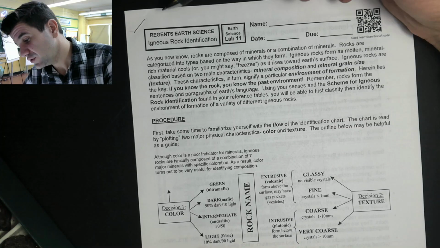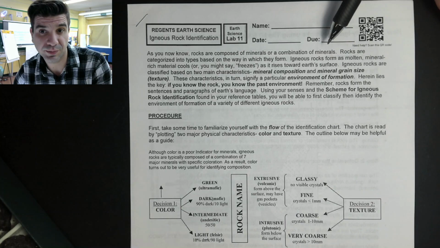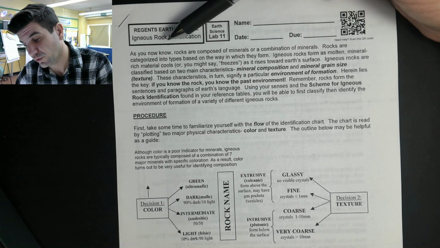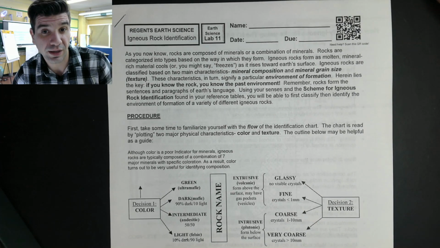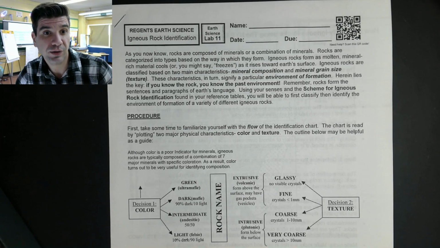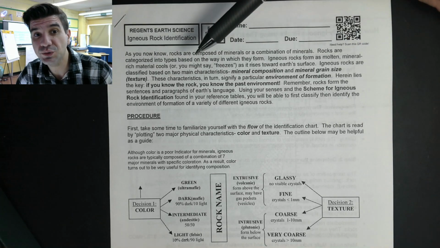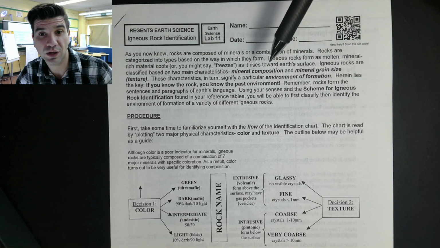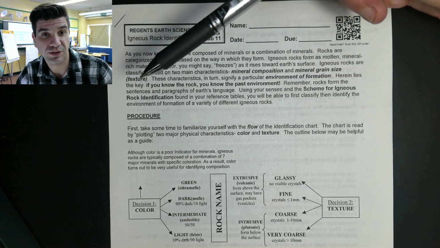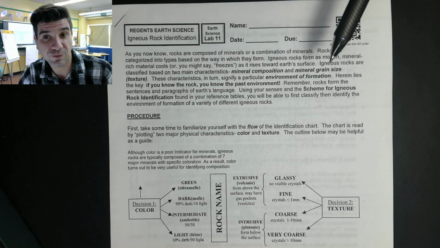So it says here, as you now know, rocks are composed of minerals or a combination of minerals. Rocks are categorized into types based on the way in which they form. Igneous rocks form as molten, mineral-rich material cools, or you might say freezes, as it rises towards the Earth's surface. Igneous rocks are classified based on two main characteristics. That's mineral composition and mineral grain size, also known as texture. These characteristics in turn signify a particular environment of formation.